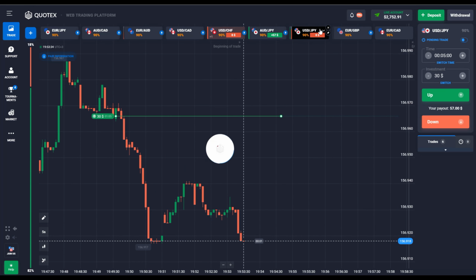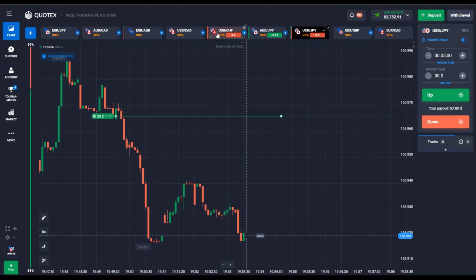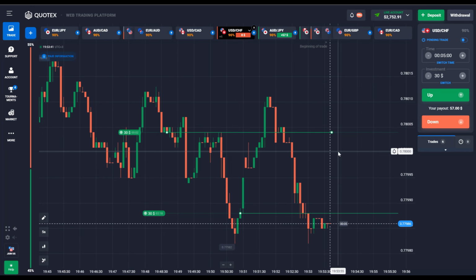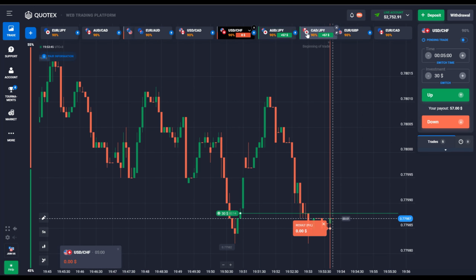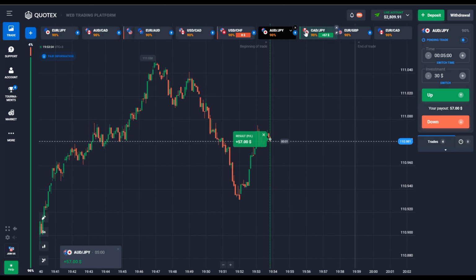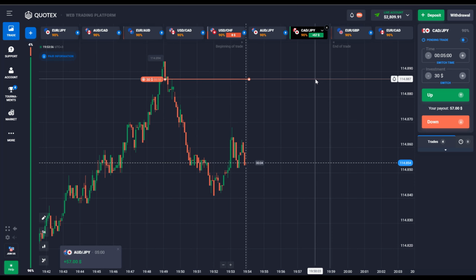Now it looks like the dollar... Oh wait, the dollar yen is still a loss. The dollar Swiss franc is a loss here. The third trade is closing now. Well, things aren't looking good. The Aussie yen trade will close in the green. Yeah, this isn't going to be a great session.